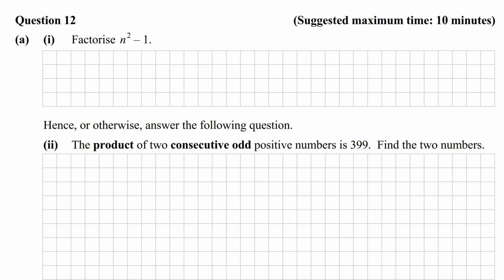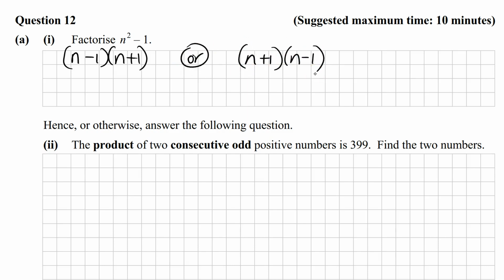What do you call that, Sophie? Yeah, so it's the difference of two squares. So we're going n minus 1 by n plus 1. Now it wouldn't matter either if you went n plus 1 by n minus 1. Alright, that's the same thing. So that's the difference of two squares. Okay, are we happy with that?